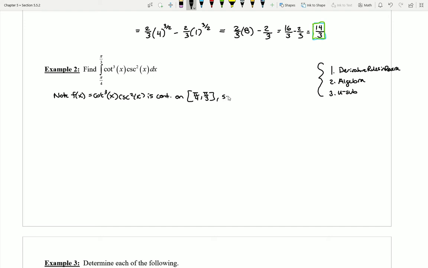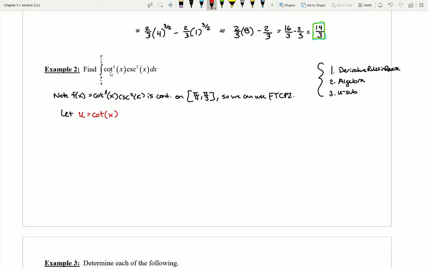So we can use the fundamental theorem of calculus part 2. Now, I'm going to go ahead and show you a substitution here that I think would work out nicely. I could let u be equal to the cotangent of x. Notice here I have cotangent to the third, and so if I did this substitution in, I would have u to the third.